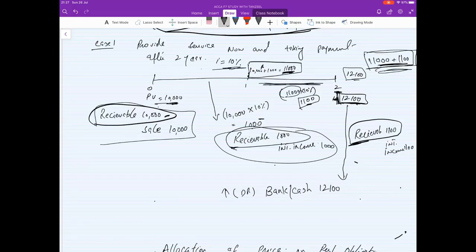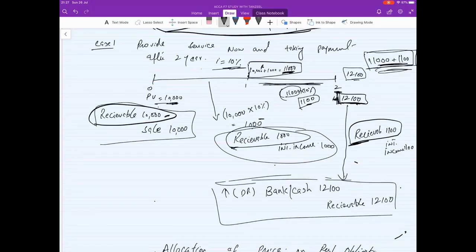So it was a debit before. Now to reverse it, we will credit this receivable 12,100. The asset is decreasing, that's why it's a credit. Okay, you get my point. Previously we were increasing the receivables. Now we have received the cash debit, and now we will reverse this receivable.